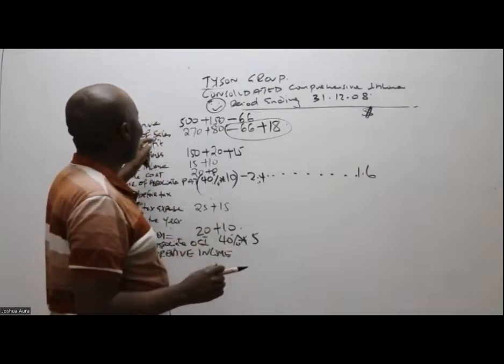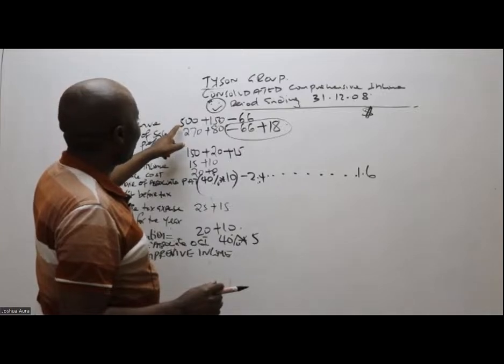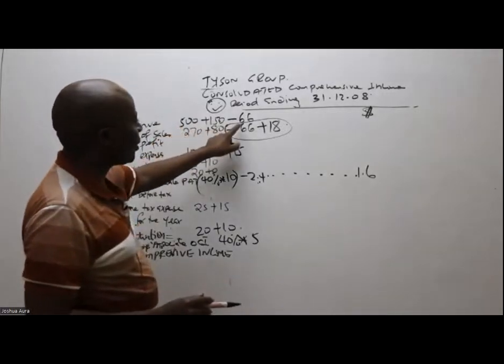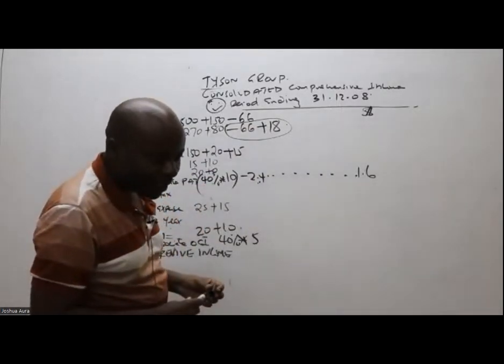Now, could you kindly come and give me these other figures very fast? What is my consolidated revenue? 500 plus 150 minus 6. Please give me an answer here.